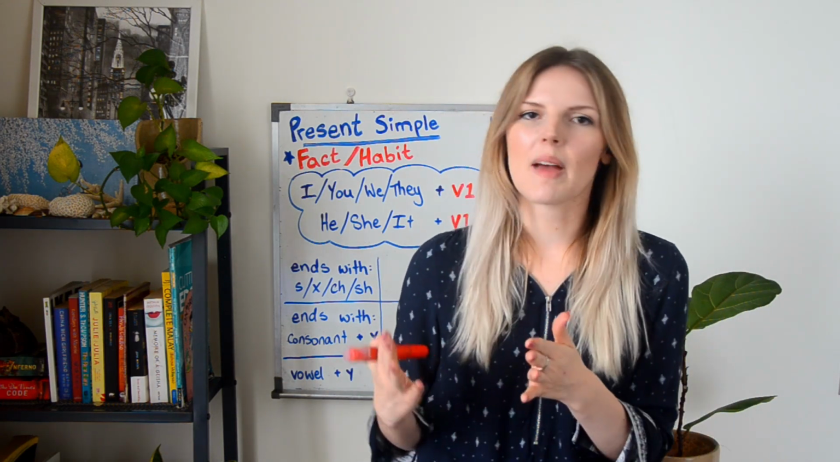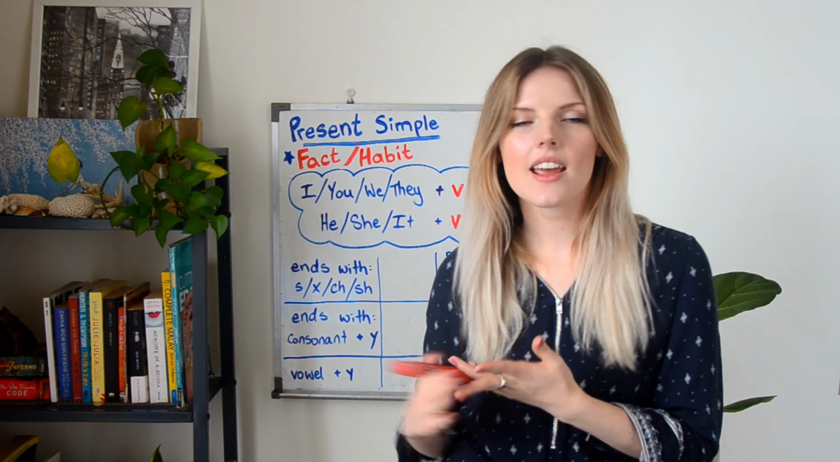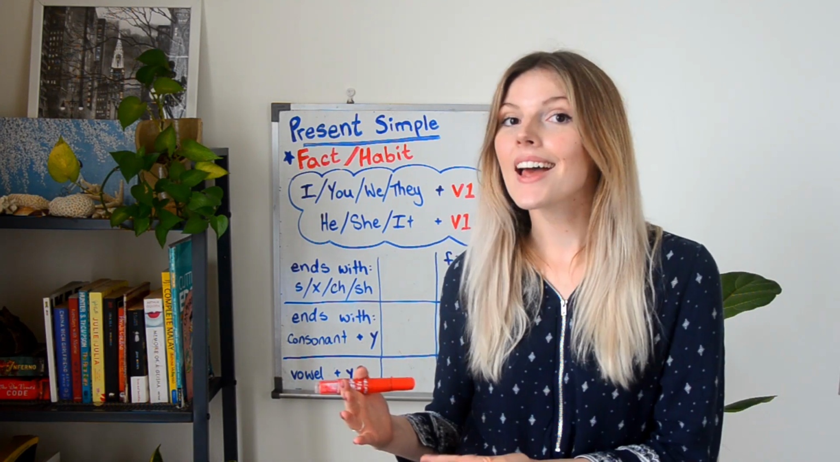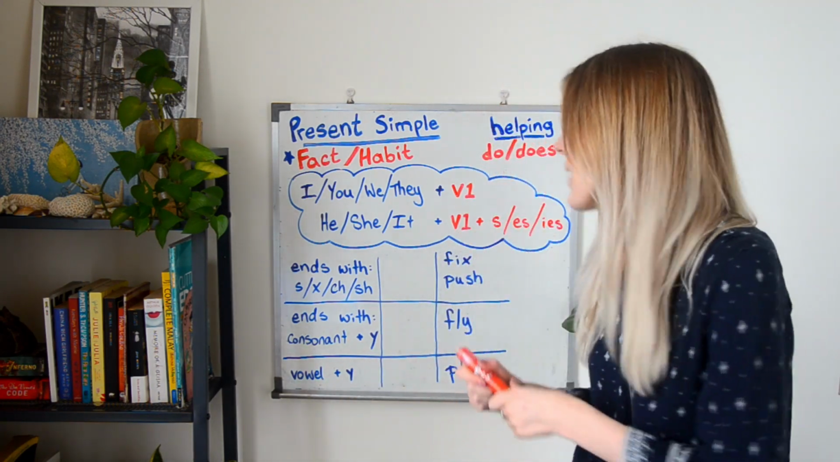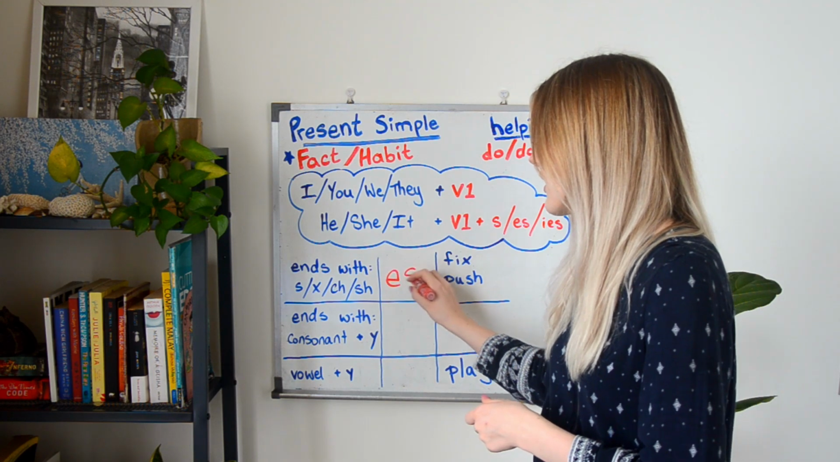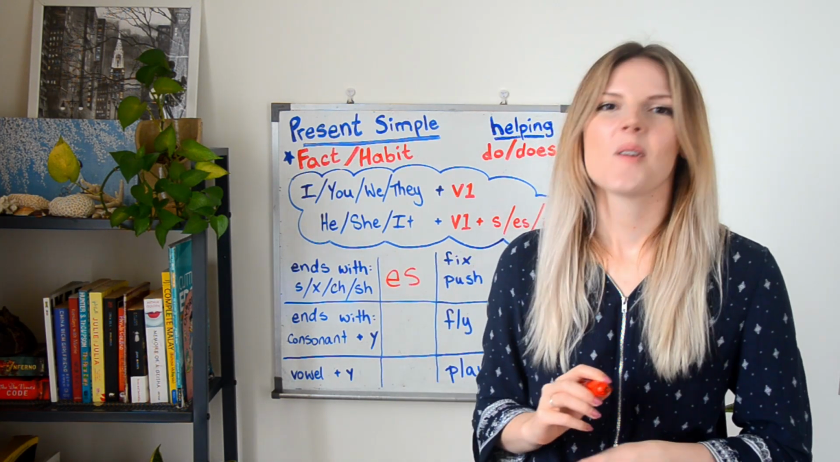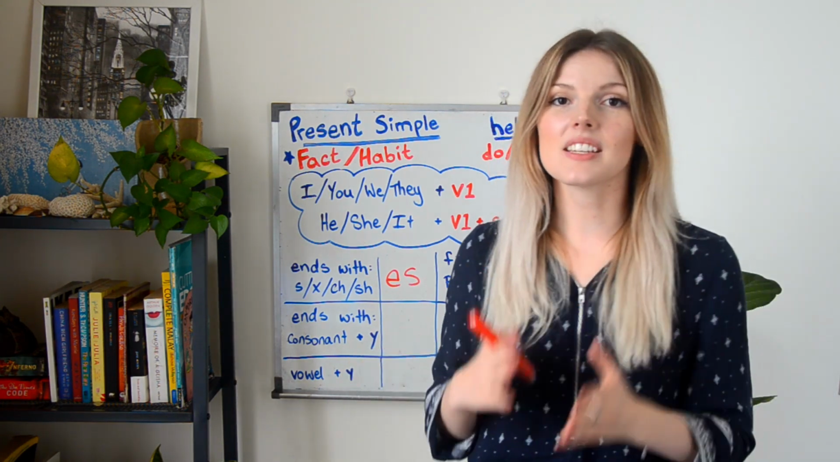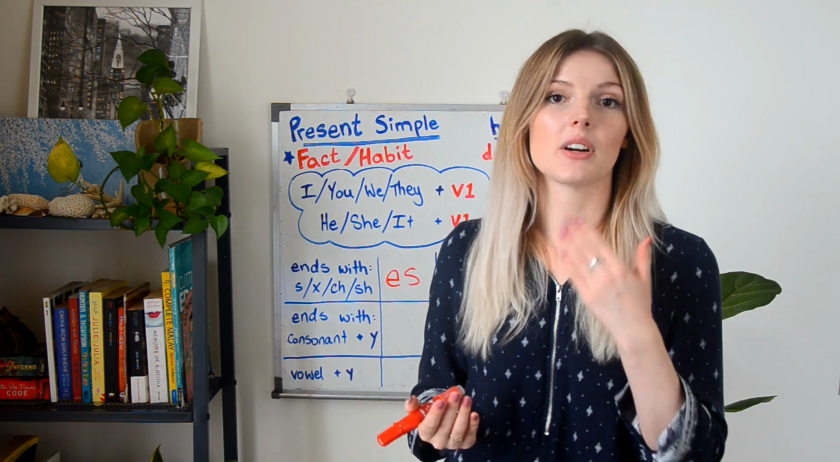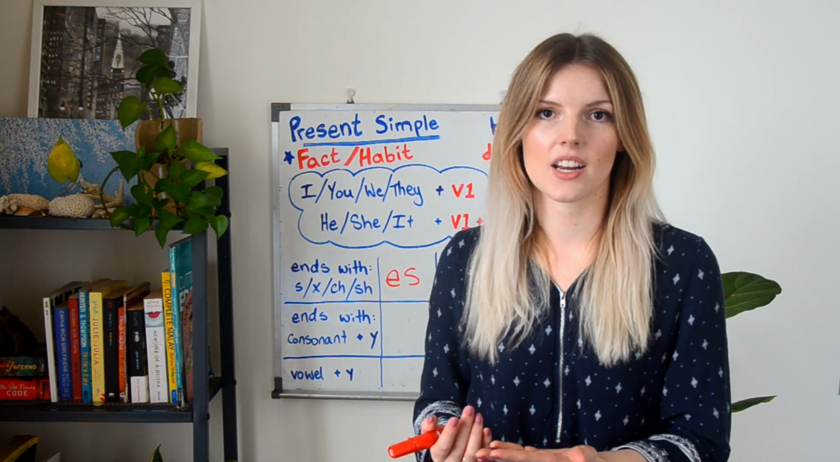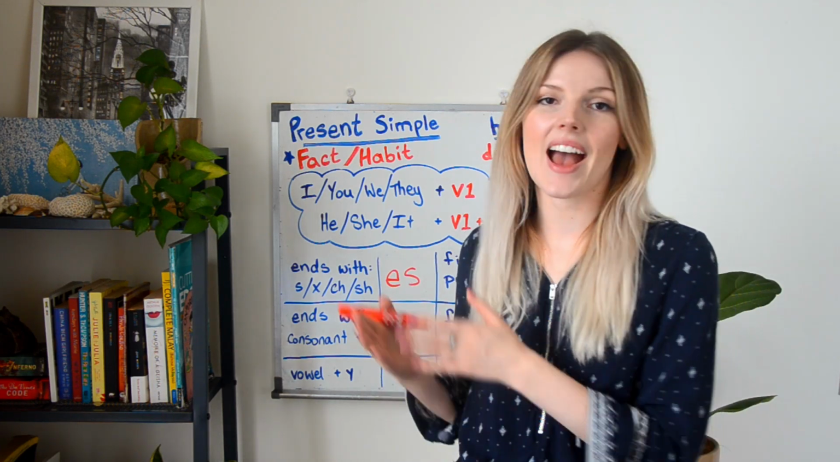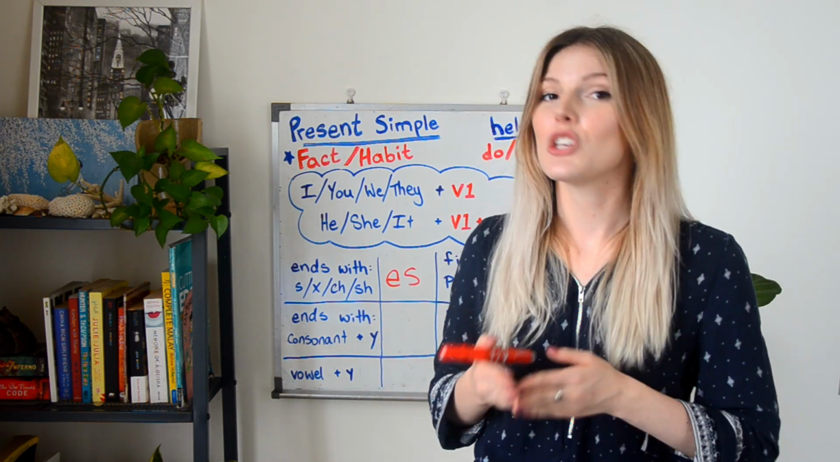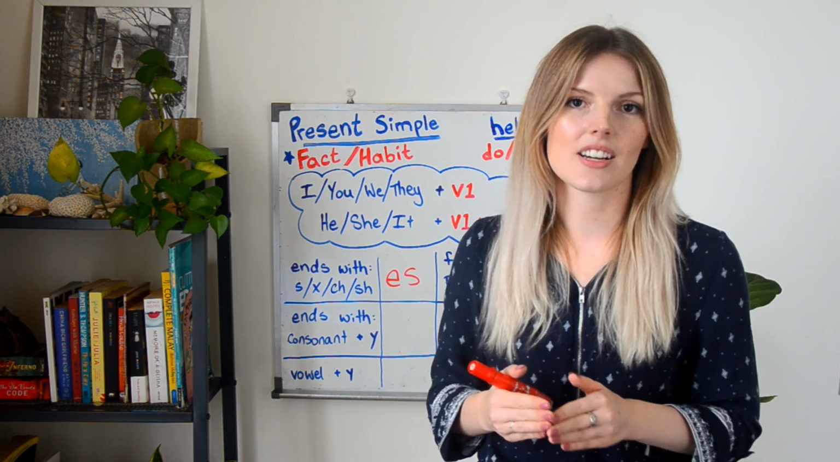So if a verb ends with S, X, CH, SH, even double S, then we need to add ES. And there's something else that happens when we add ES. So this is an important tip to remember for speaking and pronunciation, because every time you add ES to a verb, you also need to add an extra syllable.